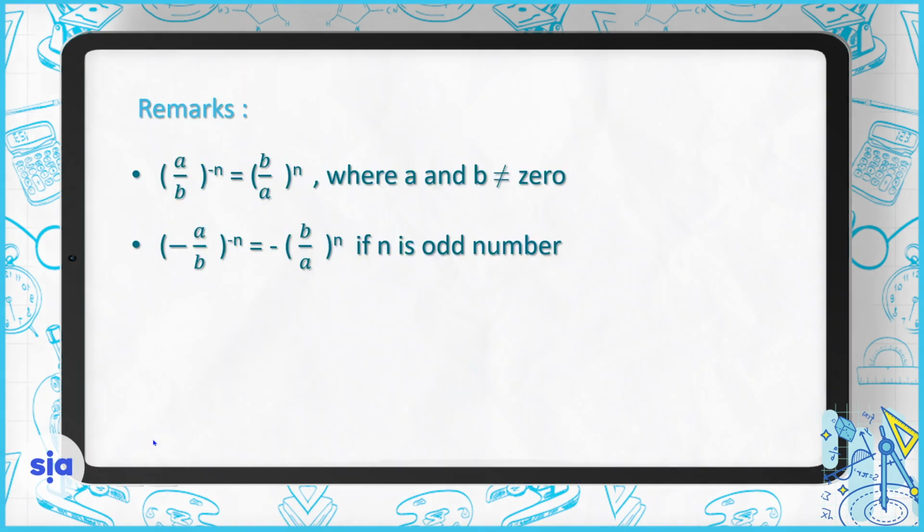If we have negative a over b to the power of negative n, then the negative remains outside if n is an odd number. And for sure, we flip the fraction to make it a positive power.